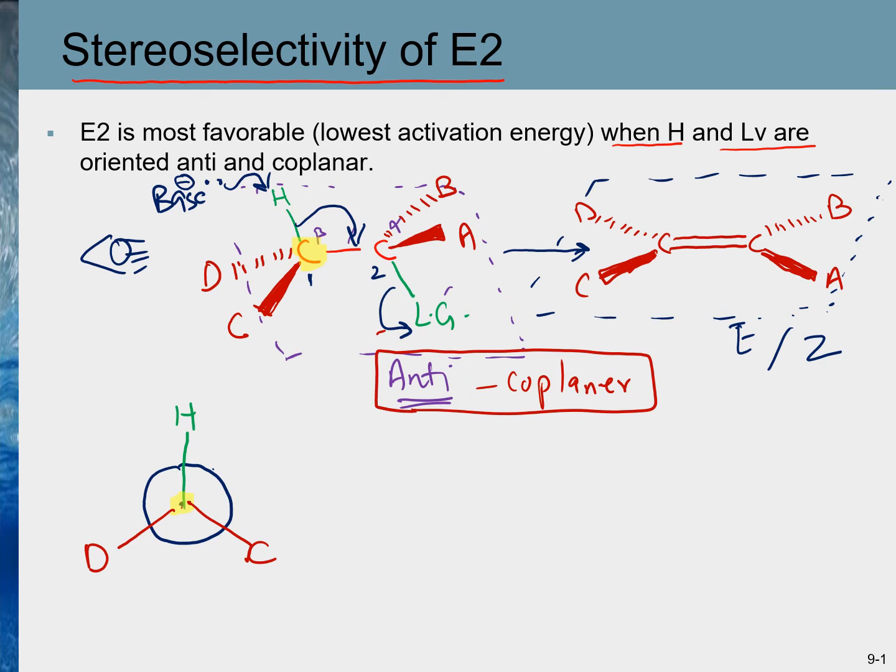Similarly, carbon number 2 is behind here, and the leaving group is at the anti position, which we can also call a staggered position. So the leaving group is down here, and A is on the right side, so A is here, and B is on the left-hand side, so this will be B.